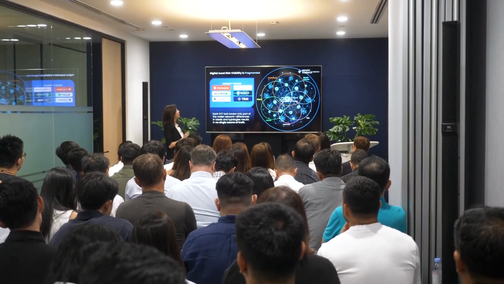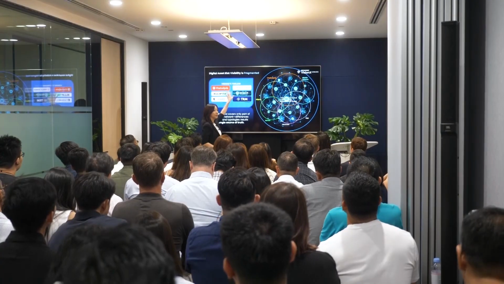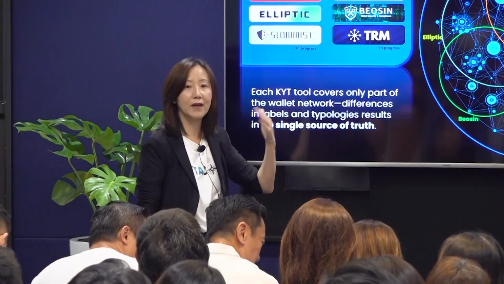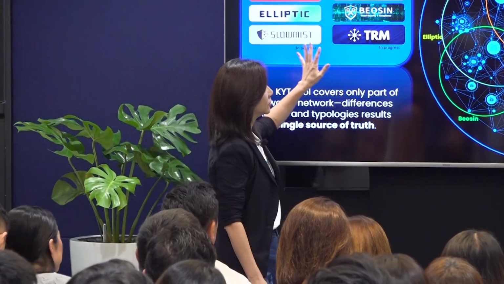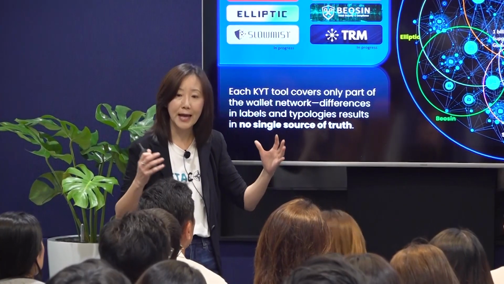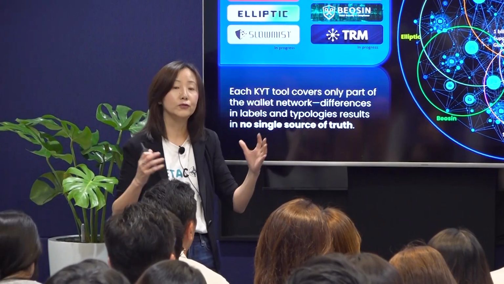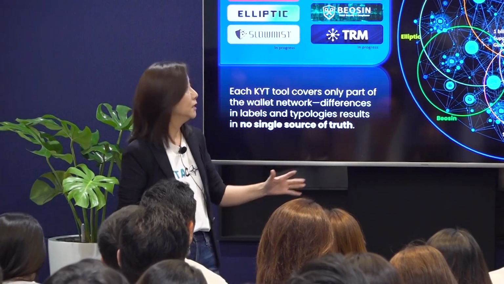Okay, I will come back to the Web3 part. So these are the vendors, the databases we work with right now. These databases are all key players in the market, right? Every one of them has very different advantages. So these vendors help us achieve a more holistic database, which can cover more wallet addresses, more jurisdictions, and also different types of risk typologies.